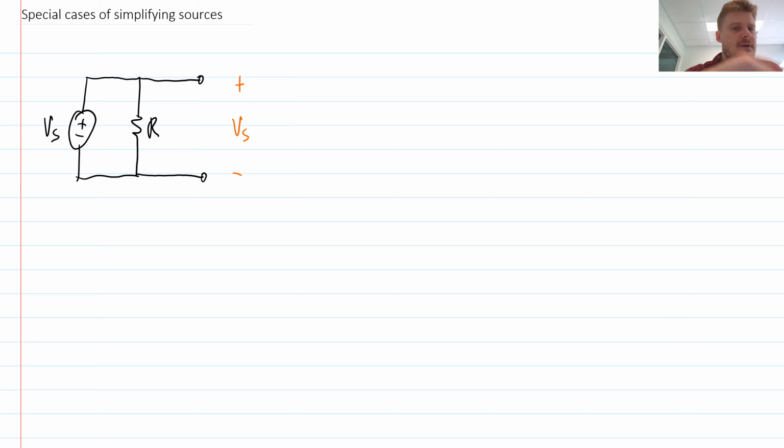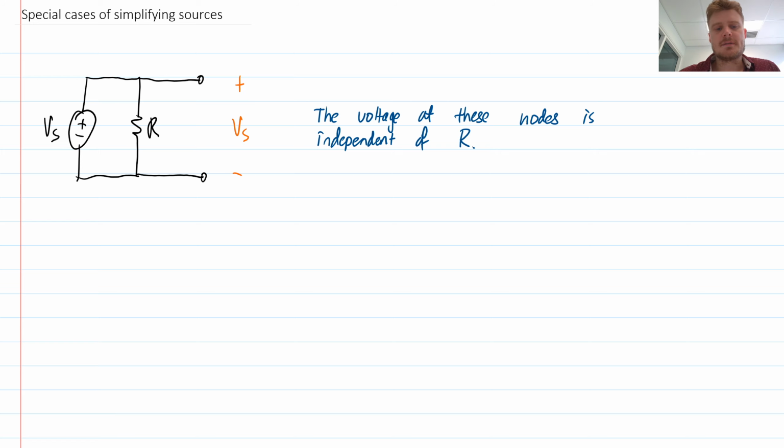So we can look at this and notice something interesting, which is that the voltage between these nodes is independent of the resistance, independent of R. It actually doesn't matter what that resistance is. It can be 10 ohms, 100 ohms, it doesn't matter. The voltage Vs is always going to be the voltage that is experienced across those two terminals.